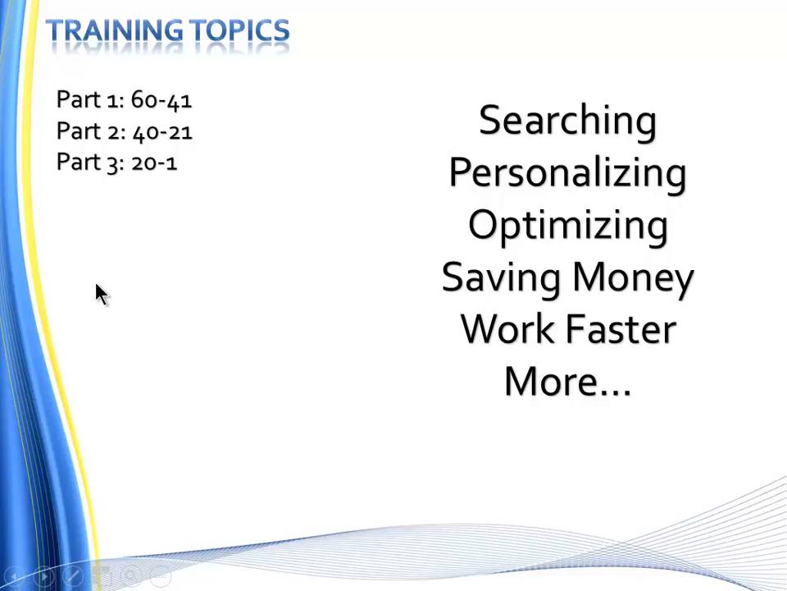So the training topics, as you can see at the top left, we're going to do 20 each session. Also, the topics are going to be all over the place, from searching to personalizing to optimizing. We'll even show you a way to save money, work faster, and so much more.